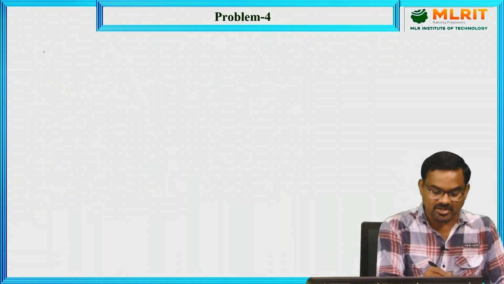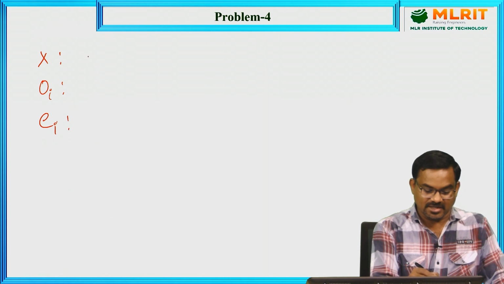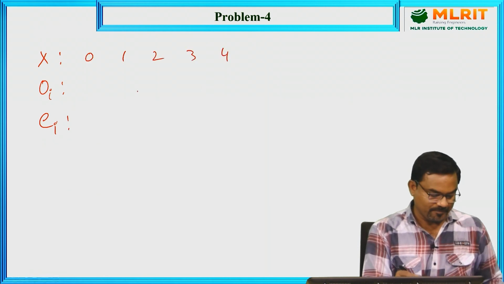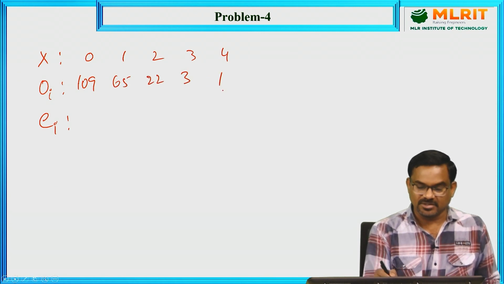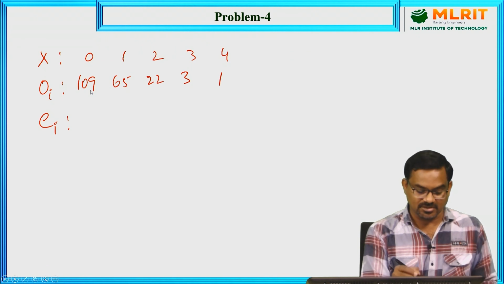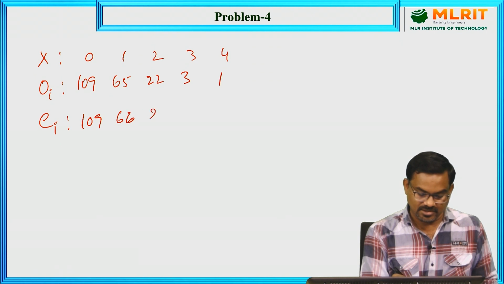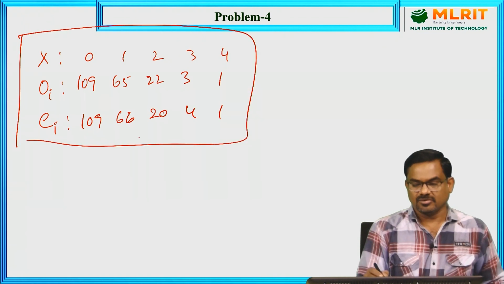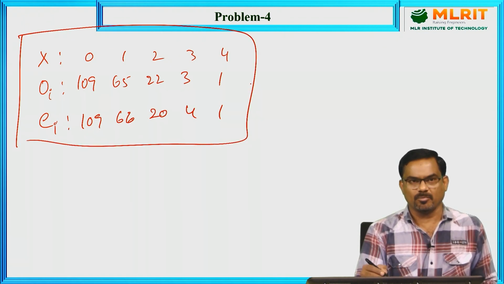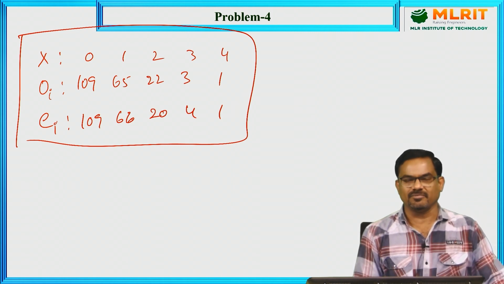Hence finally we construct the table: x values, given observed frequencies, then expected frequencies. X values 0, 1, 2, 3 and then 4, and given values are 109, 65, 22, 3 and 1. In the problem these values are given, that is why these are observed frequencies. Now we have calculated expected frequencies 109, 66, 20, 4, 1. So this is the Poisson fit. Using Poisson distribution, first we calculate the probabilities, then the expected frequencies. Like this we can fit a Poisson distribution to the given frequency distribution table.